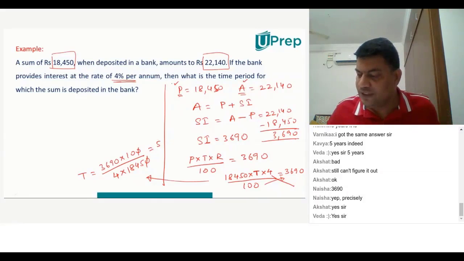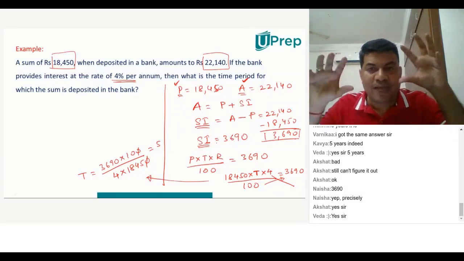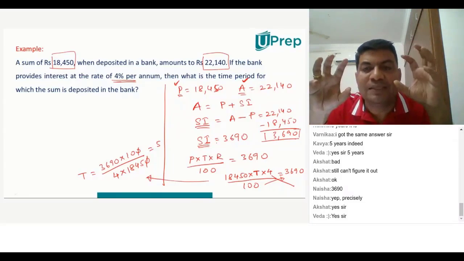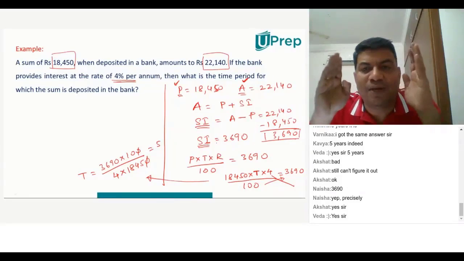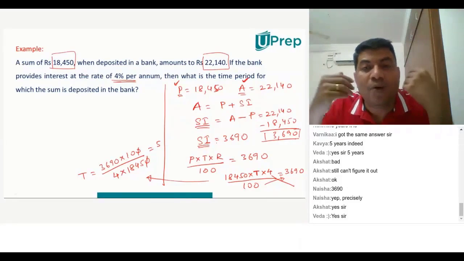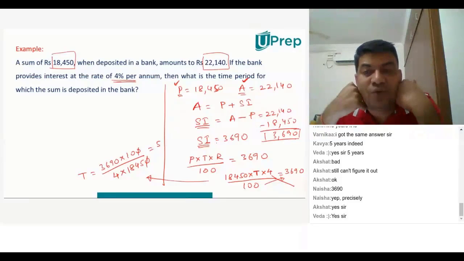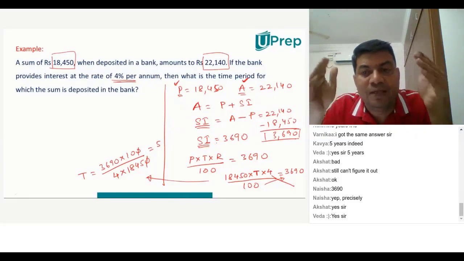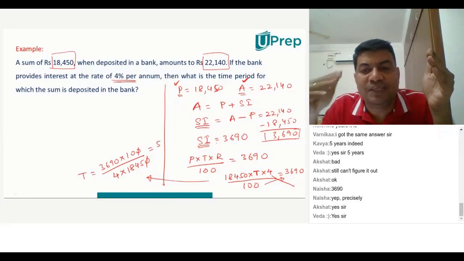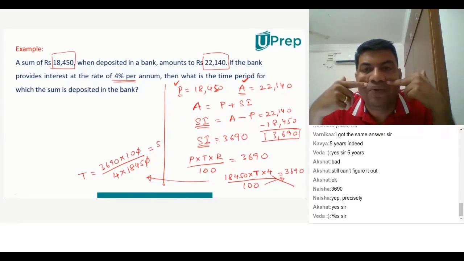He took the principal, the amount is known. Therefore, he calculated the simple interest. Simple interest is nothing but amount minus principal, which is 22,140 minus 18,450, you got 3690. Basically, you got to know what is simple interest. Amount pata hai, principal pata hai. That's how you get your simple interest. You calculated simple interest is 3690. Now you need to find out the time period. So time is nothing but PTR by 100 is equal to 3690. You just substitute the values, you simplify, and you get the answer.